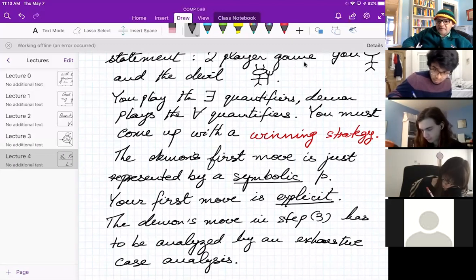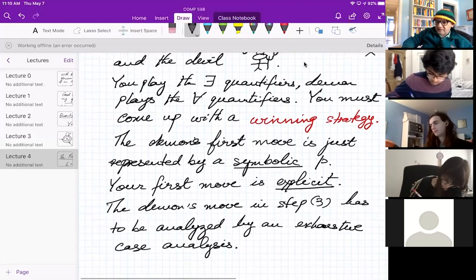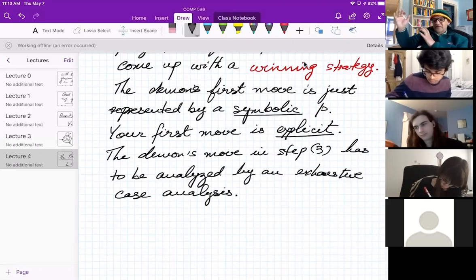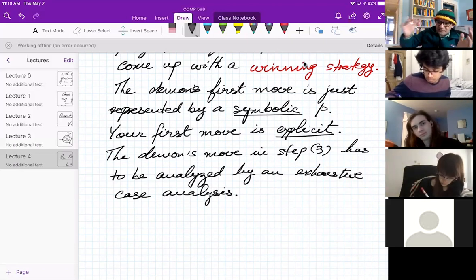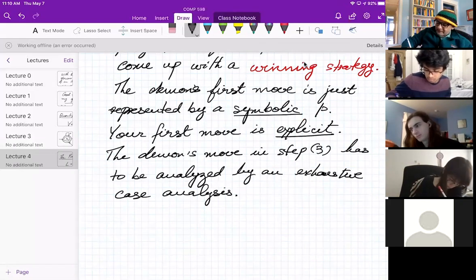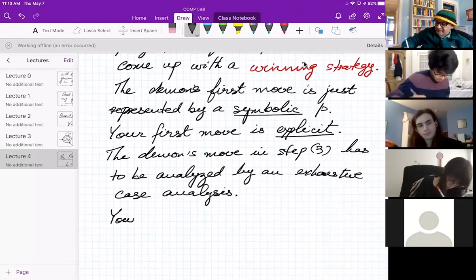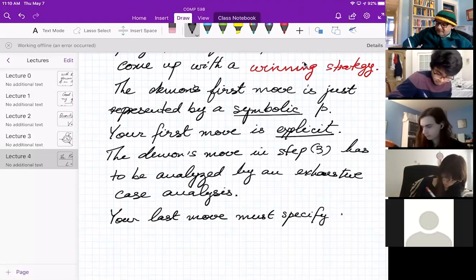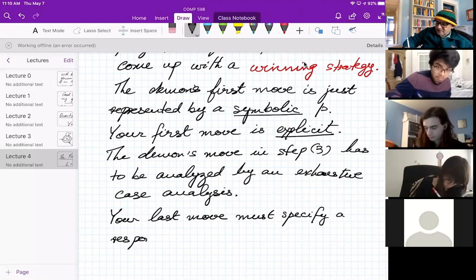And this is the part that people find the most challenging: to look at all possible things that the demon might do. So you have to say, well, the demon could do this, the demon could do that. You have to make sure that you've covered all possibilities, and you must make sure you have a response for all possibilities. And finally, your last move must specify a response for all cases.